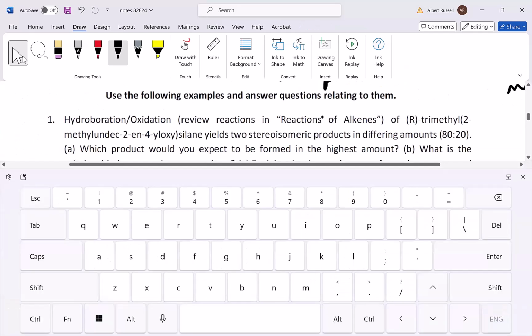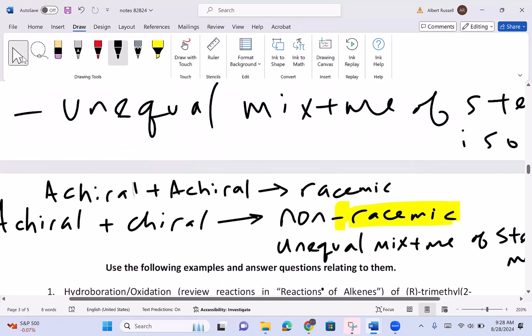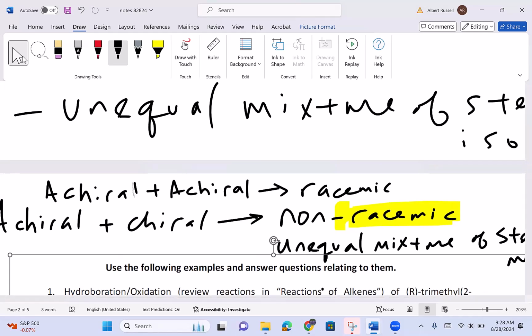It means it's an equal mixture of R and S. Equal mixture of R and S. That's exactly right. 50-50 of each stereoisomer. So no bias, no inequality. You get equal amounts of both R and S. Right? That was definitely in the video if you watched it. Thank you for that. So you get a racemic mixture if you take two achiral things and put them together. If you take something chiral plus something achiral, you're going to get a non-racemic mixture. And what that means is that you're going to get more of one stereoisomer than the other.